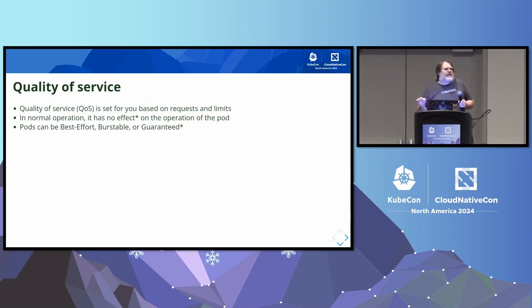When I say it has no effect on the operation of the pod, there actually are things that you cannot do unless you have the guaranteed quality of service class, things that you are not allowed to access, like reserved CPUs. Guaranteed is not actually guaranteed, in much the same way that a Kubernetes secret is not really a secret at all. Guaranteed just means that you won't get evicted for exceeding your limits. There are other conditions under which a guaranteed pod can actually be terminated and moved out of the way.